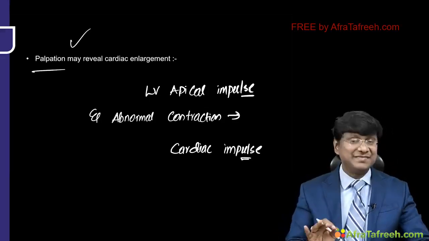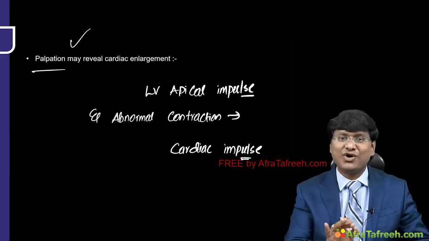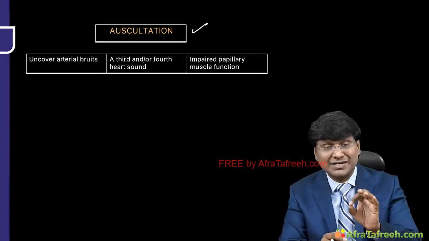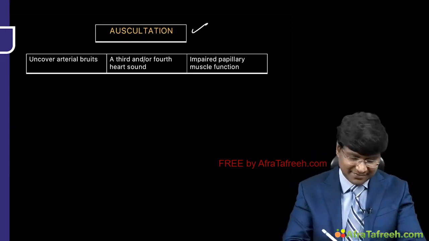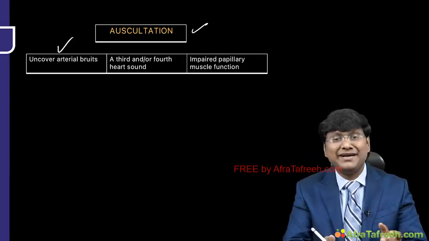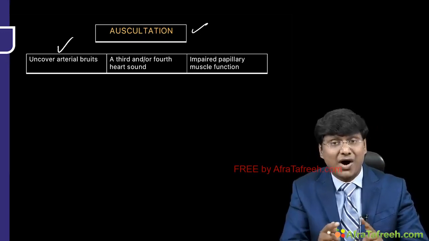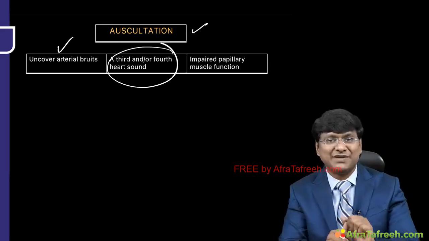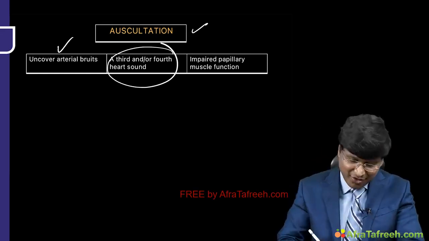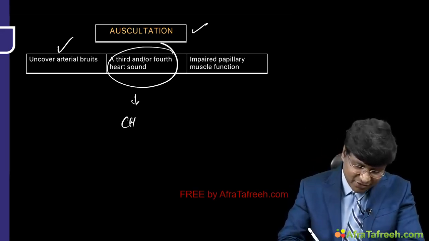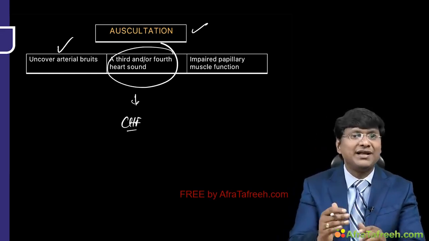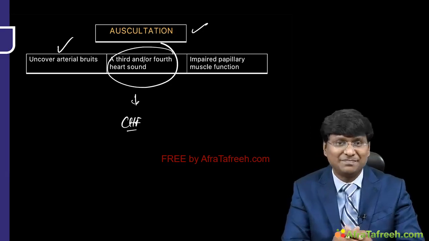Okay. So these are the abnormalities that you will see on palpation. Next is auscultation. Auscultation can uncover the arterial bruit secondary to atherosclerosis. On auscultation, you have to look for the presence of third as well as fourth heart sound. Why? Because ischemia can make the individual develop congestive heart failure, where you will have the additional heart sounds, that is ventricular as well as atrial gallop.